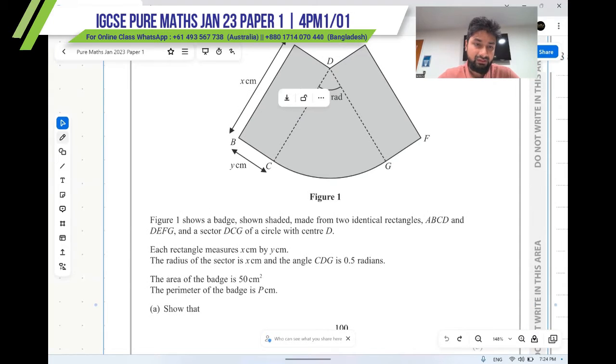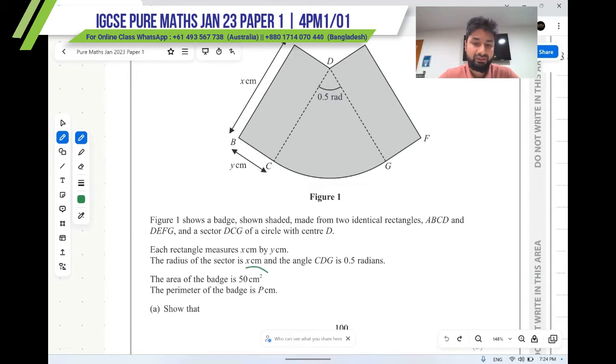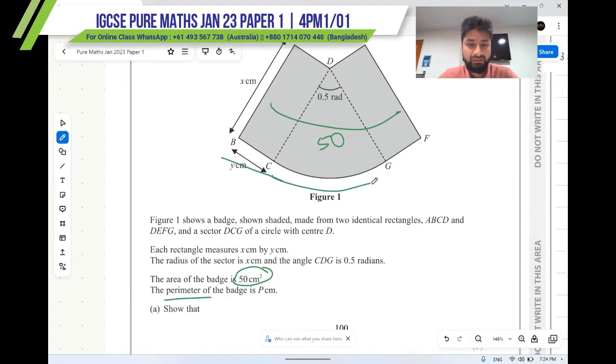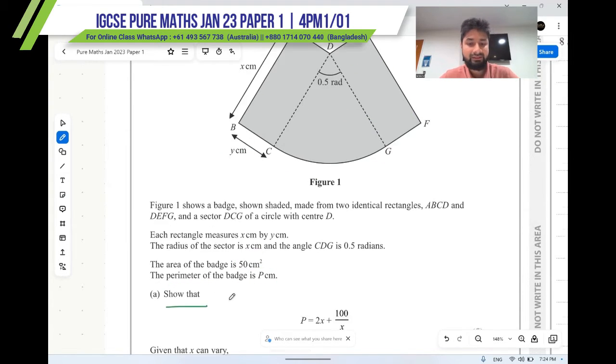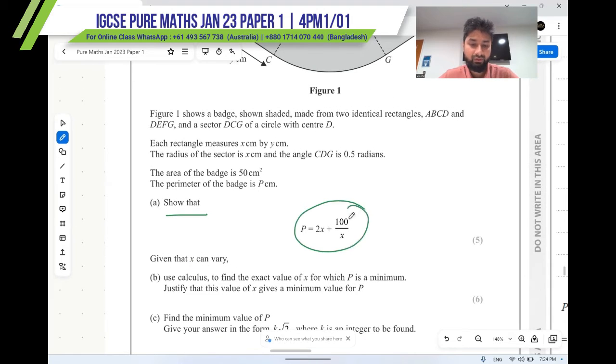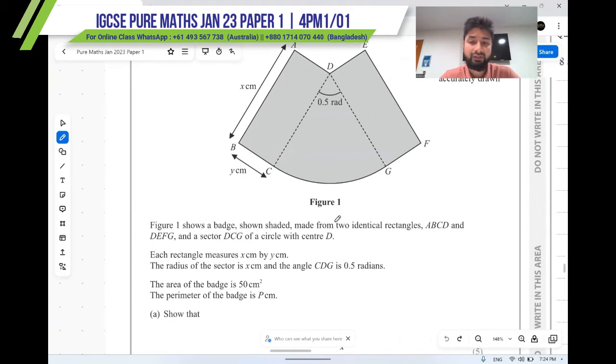They have given us the area of the shaded patch, which is 50. The perimeter, which is the summation of all the sides, is P. They haven't given the perimeter here yet. Show that P equals this. So they want you to find the perimeter.